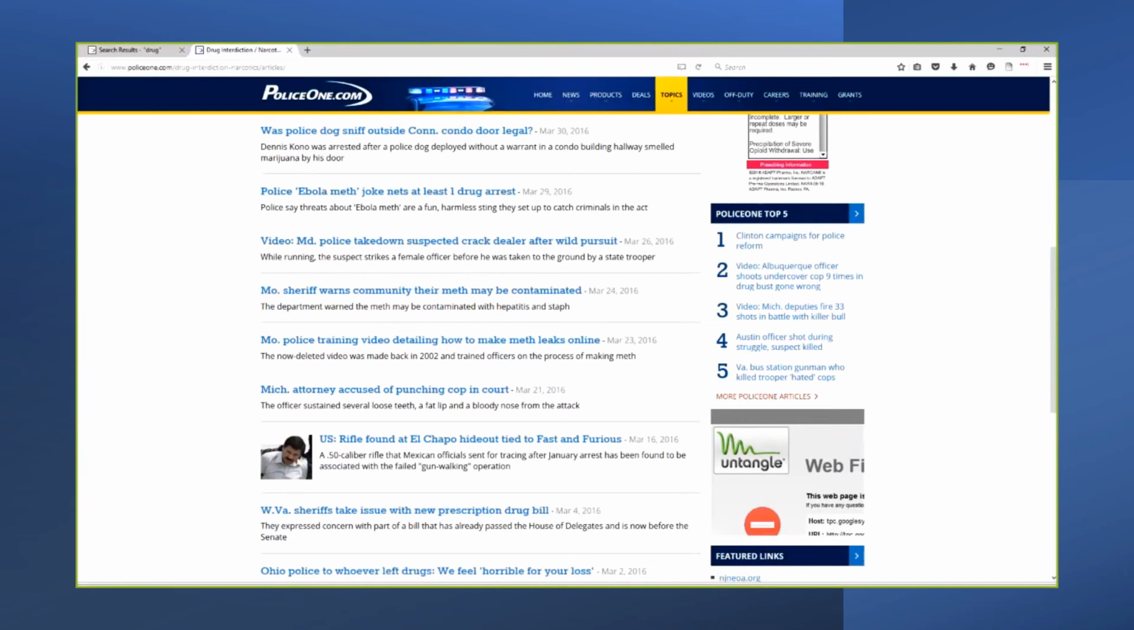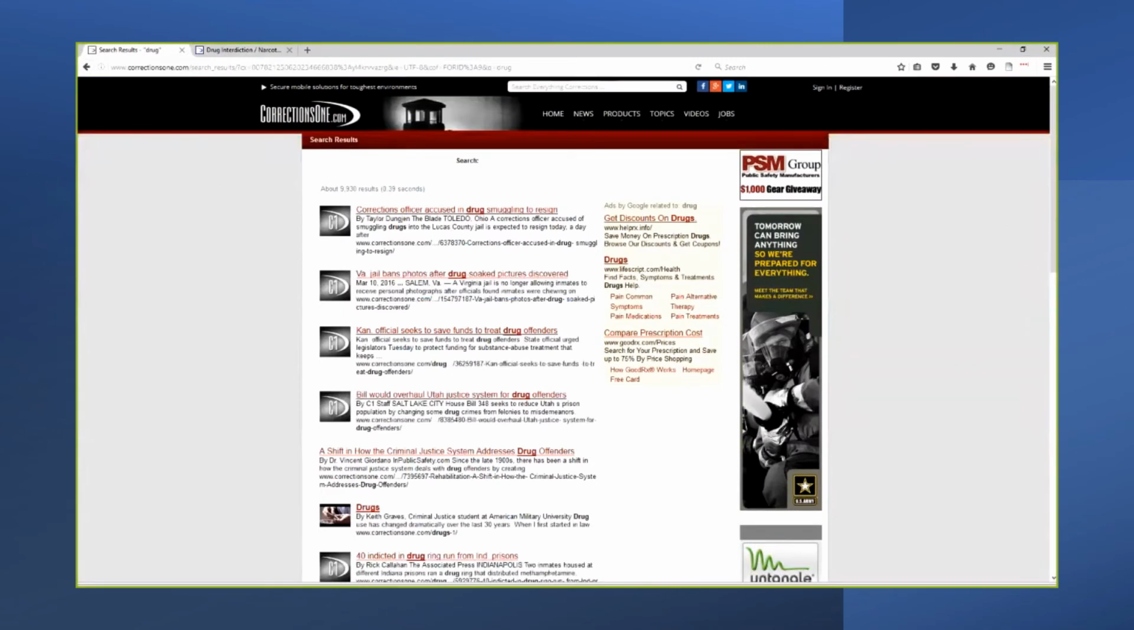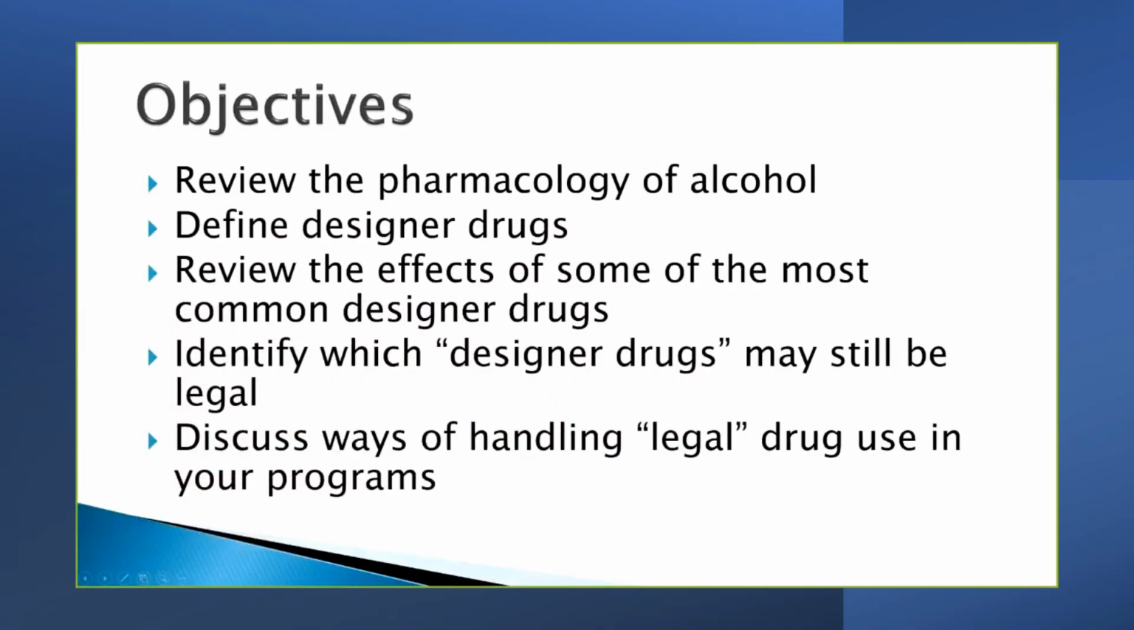One of the best, or two of the best resources to find the up-and-coming drugs, the ones that you need to be worried about if you work in a correctional facility, a residential treatment center, or even if you just work with persons with addictions and co-occurring disorders, is Police One and Corrections One. These are two websites dedicated, obviously, to law enforcement and corrections to help them stay abreast of what may be getting brought into their facilities as contraband.